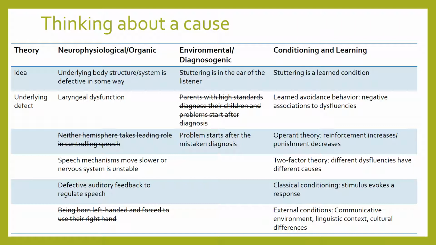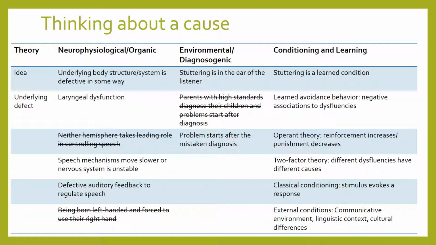There's the two-factor theory that says that different disfluencies have different causes. So we'll go back to the different types of blocks, sound prolongations, word repetitions, or sound repetitions. And it says that each one has a different cause. And then there's classical conditioning that says that a certain stimulus evokes a response. So when they're in a stressful situation, they're more likely to stutter. When they're talking to an unfamiliar listener, they're more likely to stutter. And so that's the cause of stuttering.